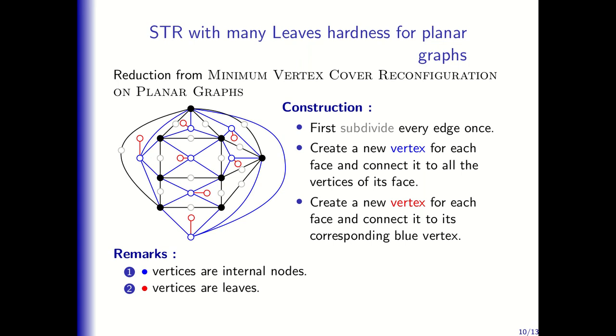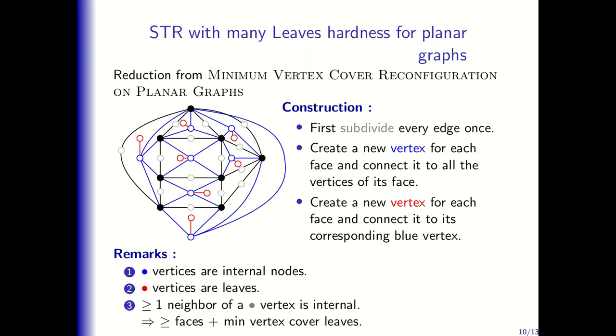We know that red vertices are indeed leaves because they have degree 1. And we know that when we look at the gray vertex, this gray vertex has degree 2, so at least one of its two neighbors has to be an internal node. Okay? So what does it mean? It means that the number of internal nodes is at least the number of blue vertices plus a minimum vertex cover, because you know that for every edge, one of the two vertices incident to it has to be internal.